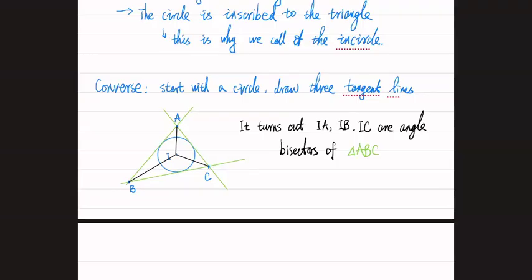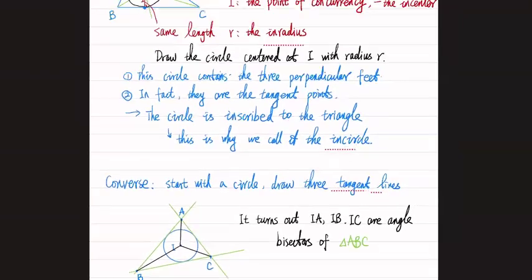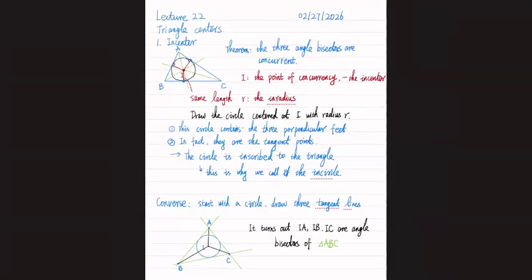So you should compare this construction with the previous construction. Previously, we start with a triangle. We draw the angle bisectors. We prove they are concurrent, so they intersect at a point. We proved they have the same distance. We can draw a circle, so we have the incircle, inradius, and incenter.